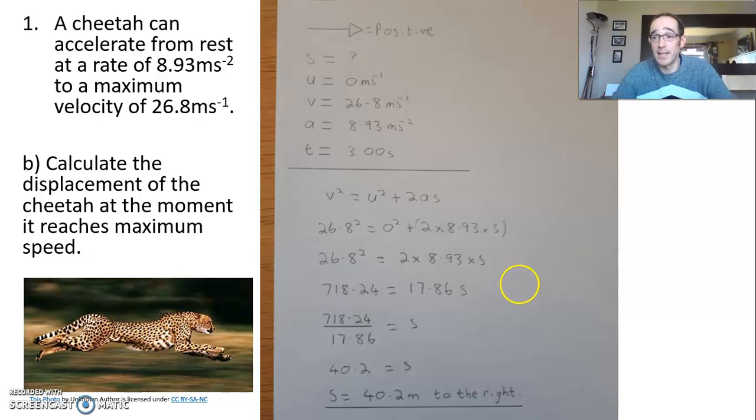Again, positive indicates to the right. One thing to note is we don't round the number until the final answer. That's really important in higher physics, otherwise you'll lose accuracy with your answer. So only round at the final stage.